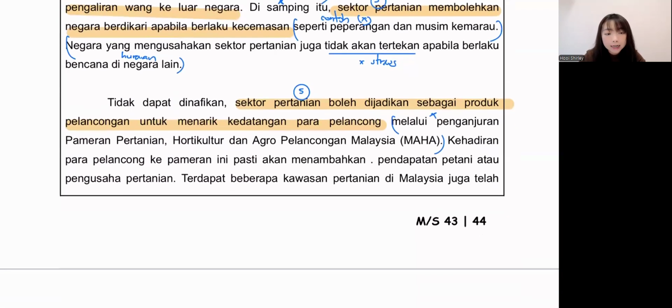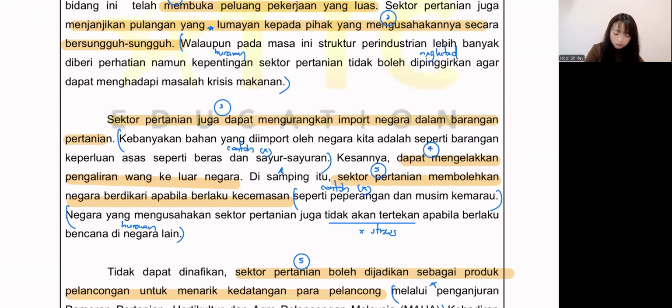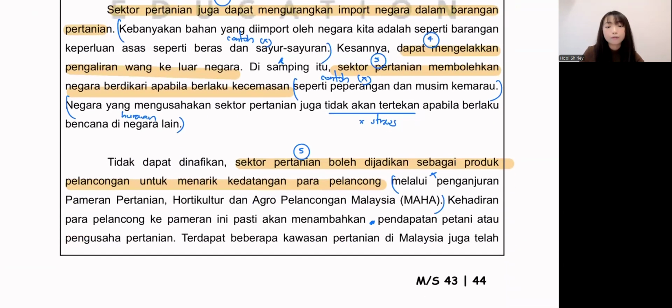Because it's mentioned, kehadiran para pelancong ke pameran ini pasti akan menambahkan pendapatan petani atau pengusaha pertanian. There will be more people come and visit. So it will increase the income of the petani, the farmer, and also pengusaha pertanian. So it will be the same as what? Menjanjikan pulangan yang lumayan. It will promise them to give them like a very great return.